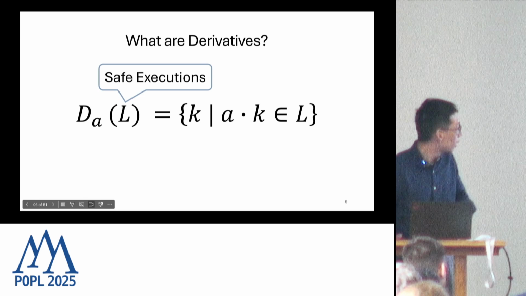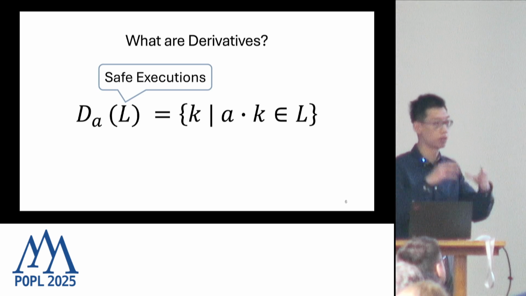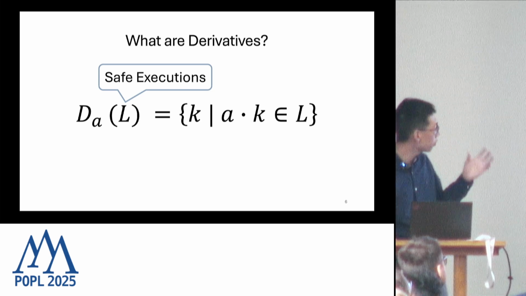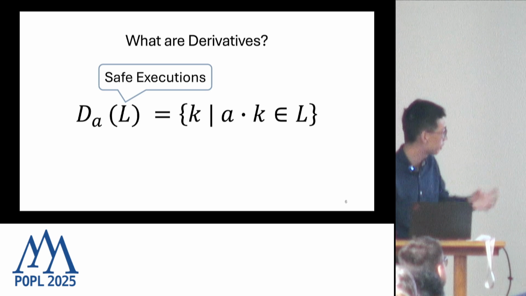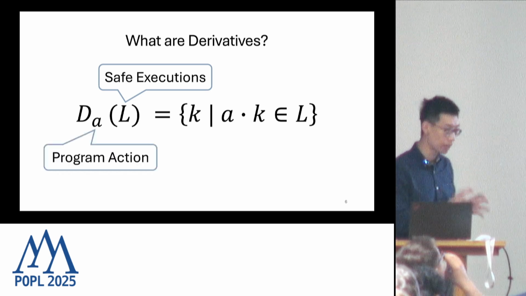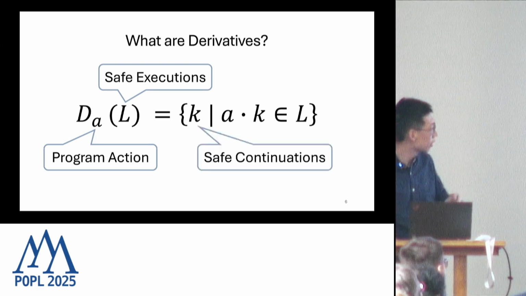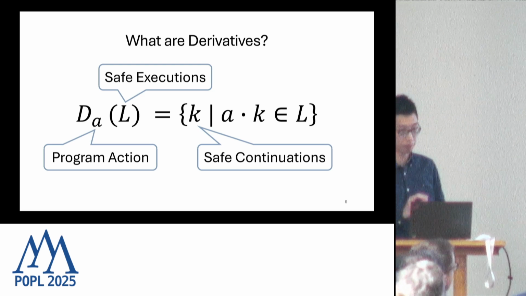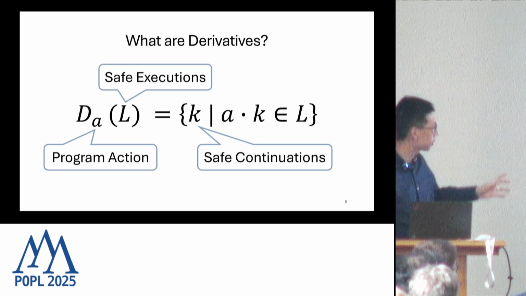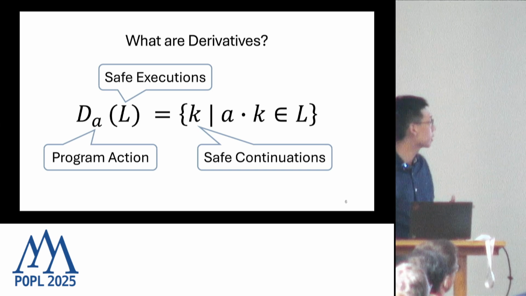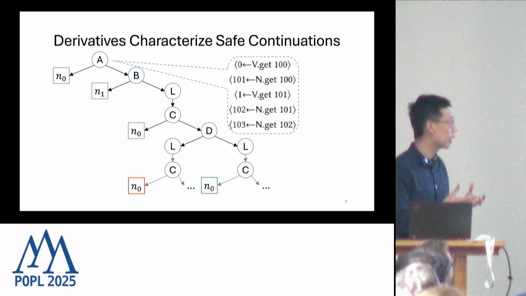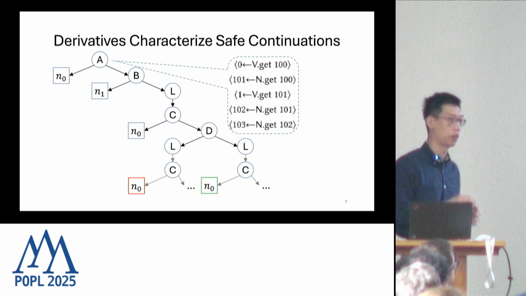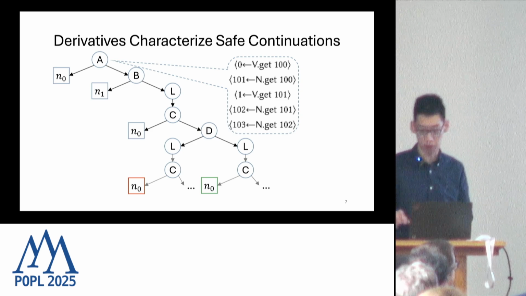Let's say we have a set of safe executions of the program. The derivative of this set of safe executions over a program action is defined by the safe continuations following this program action. Using this derivative device, we're able to characterize the safe continuations at each program point as we explore the path in the program.